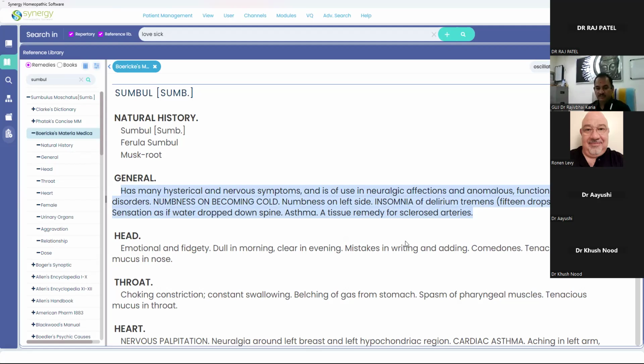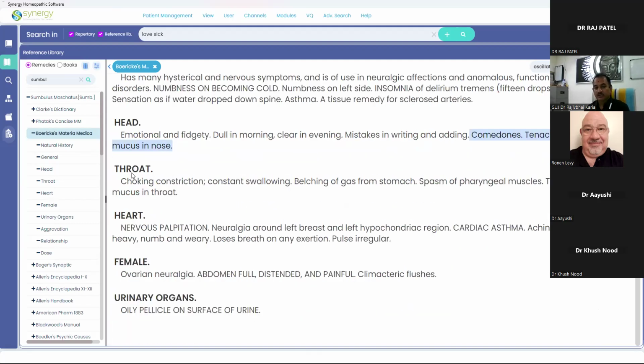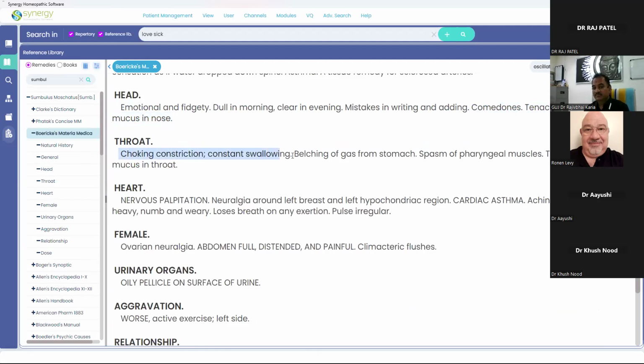Then what does it write? Emotional and fidgety, dull in the morning, clear in the evening. Mistakes in writing and adding. Very important, don't forget this symptom. Comedones, tenacious yellow mucus in nose. Choking, constriction, constant swelling, belching of gas from stomach.